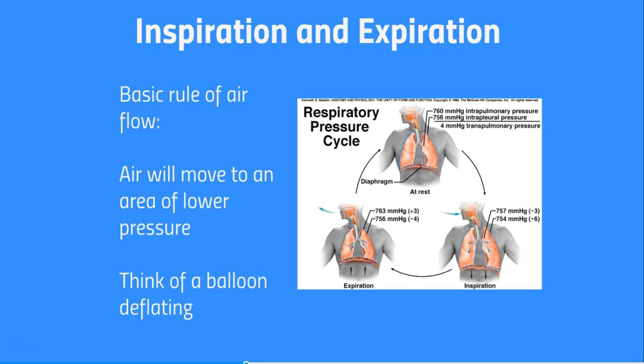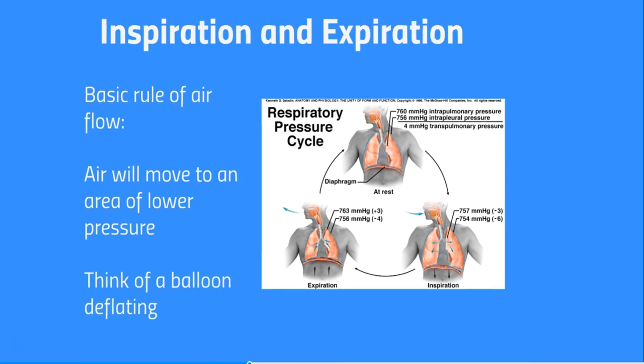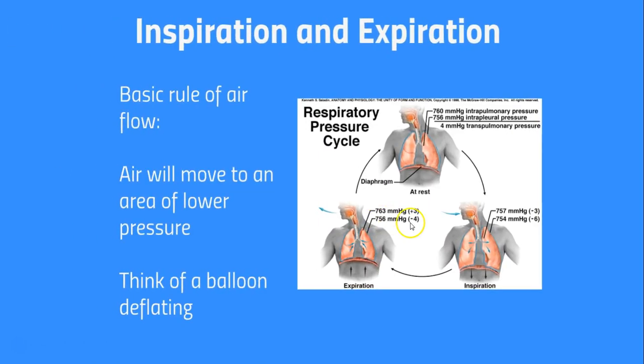And this is exactly the same when we talk about the lungs. In the picture here, you can see at rest the intrapulmonary pressure, and that's the one we're interested in. Intra means within, pulmonary means the lungs, so it's the pressure within the lungs, and it is 760 mmHg. At sea level, air pressure outside is also 760 mmHg. So at rest, between breaths, there's no air moving in or out, because the pressure in the lungs is exactly the same as the pressure in the outside air.